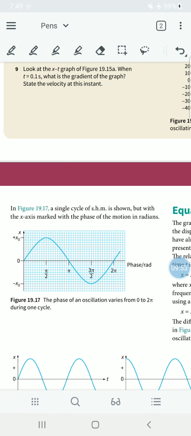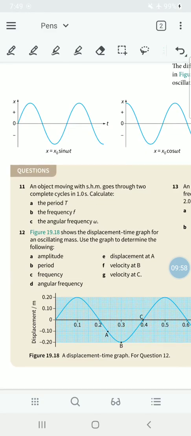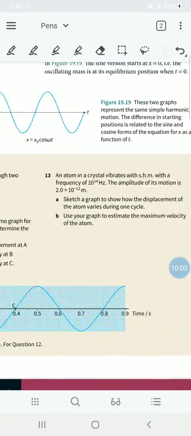I hope you understood. If you did not, please ask me questions. If you did understand, please do question number 11, 12 and 13.